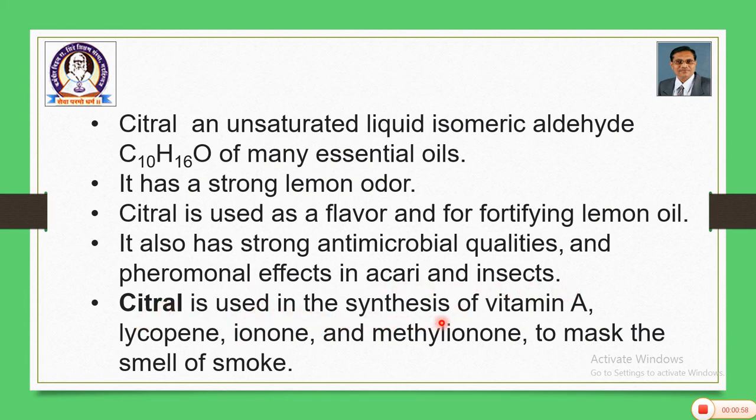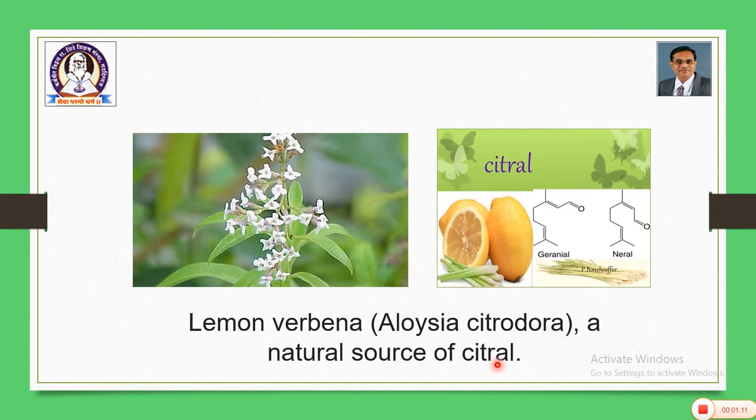Citral is used in the synthesis of vitamin A, lycopene, ionone and methylionone, and to mask the smell of smoke. So, these are the general information. So, what is the natural source? Lemon verbena is the natural source. It is the natural source of citral, and in various citrus fruits it is also there.